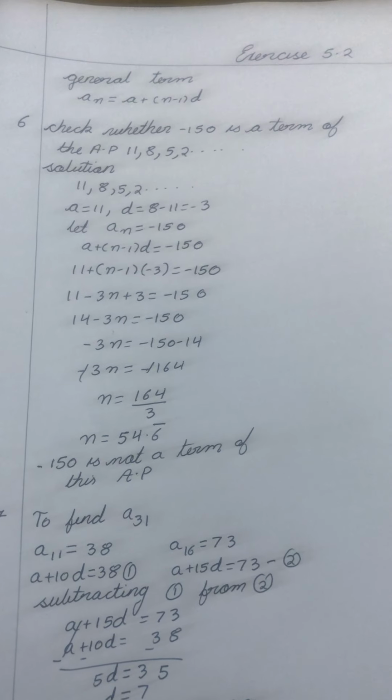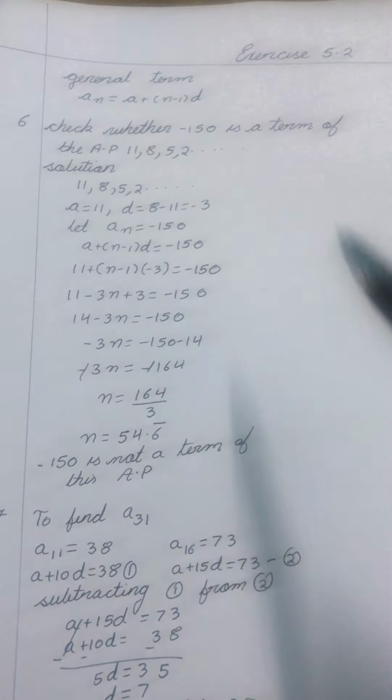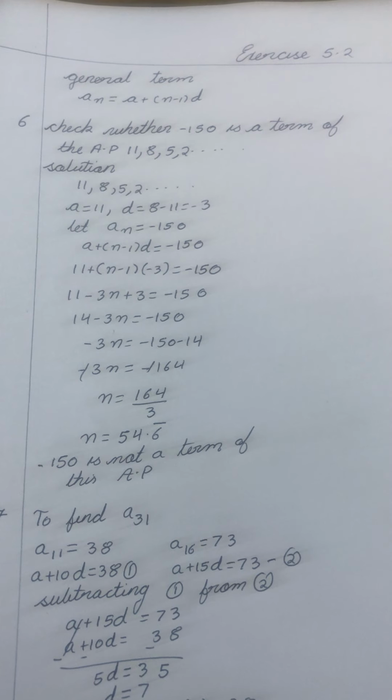So we know that in exercise 5.2 we have to apply the general term formula. The general term formula is an equals a plus (n minus 1)d, that we discussed yesterday, where a means the first term, d means the common difference, and n is the position of the term in the AP, whether third term, fifth term, sixth term. So now question number 6.